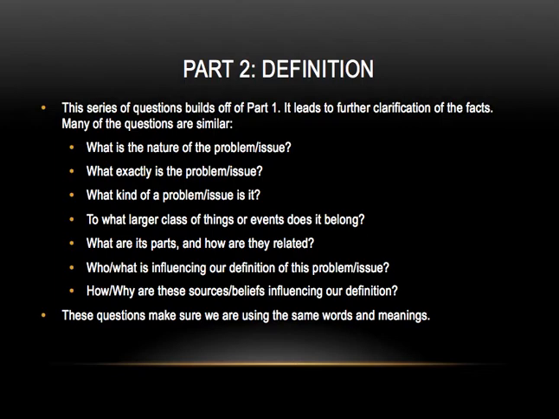Next is definition. Once you've established your facts, you need to go into part two. It looks for more clarification. So what is the nature of this problem? So we have a problem. What is the nature of it? What exactly is this problem? What kind of problem or issue is it? And you might look at, well, is it part of something bigger? Or is it broken up into parts? And how are these parts related? Right? So if there's multiple parts of this problem, you might have to tackle each one individually. Who or what is influencing our definition of this problem or issue?